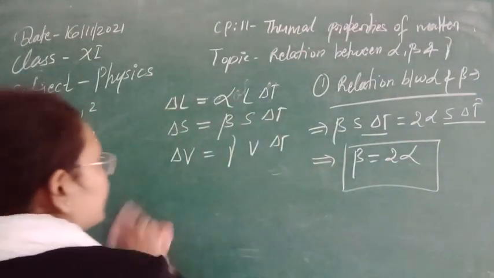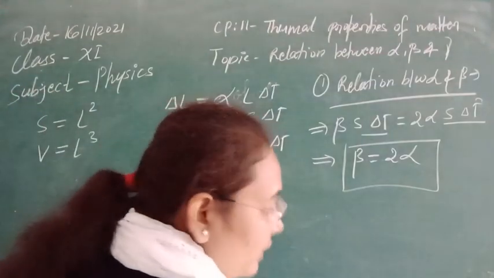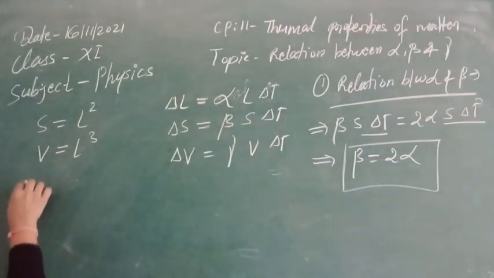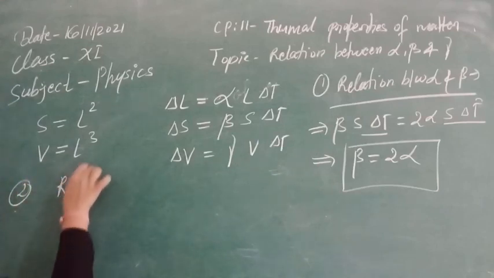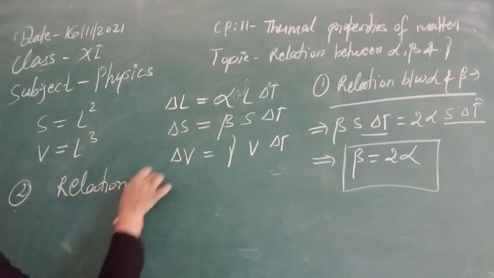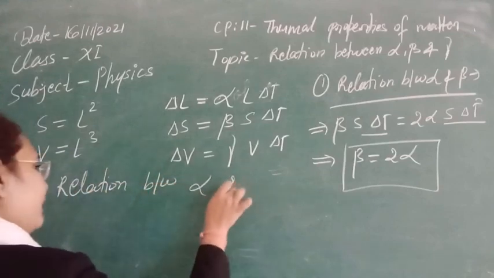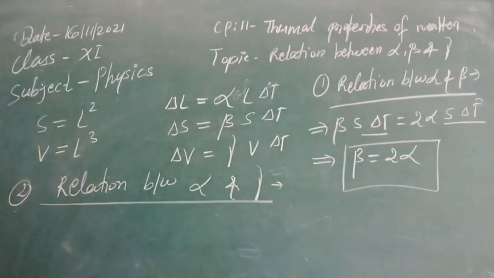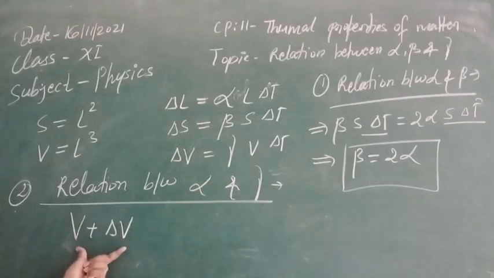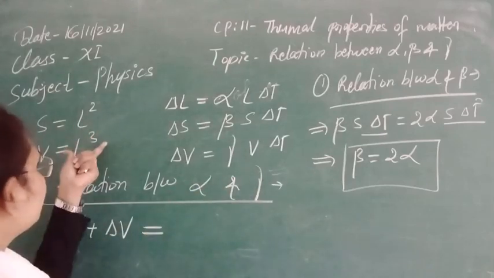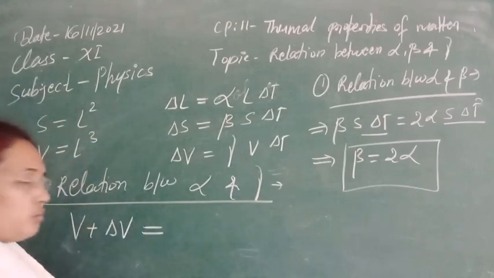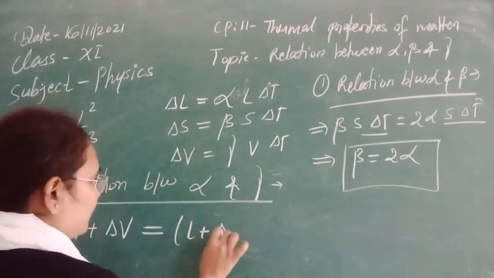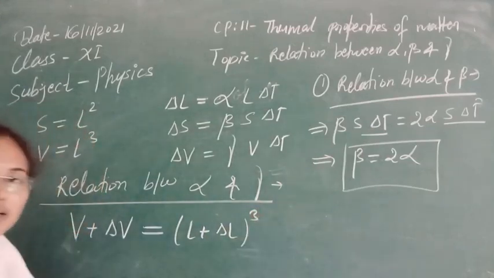Now the second one, after this, let's see the relationship between alpha and gamma. For the relation between alpha and gamma, we can take the volume of the cube. The new volume of the cube will become V plus delta V. This can be written as the cube of the side, so the new side will be L plus delta L, and we take the whole cube from here.